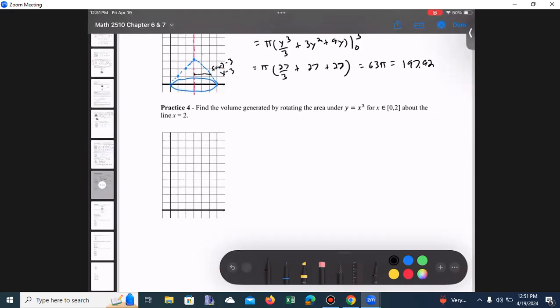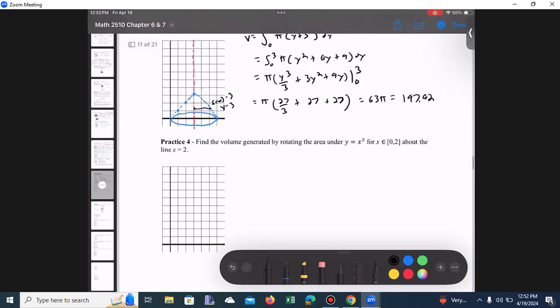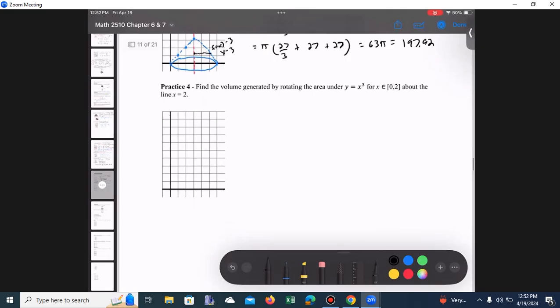For the volume generated by rotating y equals x cubed about the line x equals 2, that's going to be here. x cubed, we'll do this from 0 to 2. So we'll do 0. 1 cubed is 1, 2 cubed is 8. So this line across onto this side gives you this kind of tall cone.